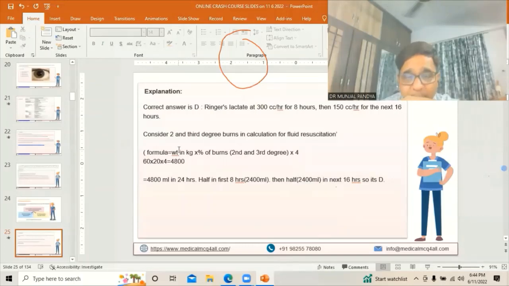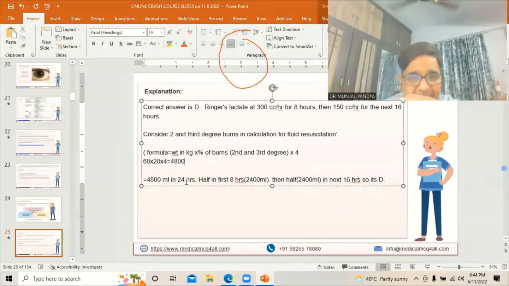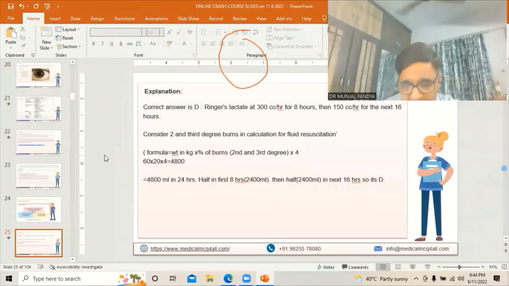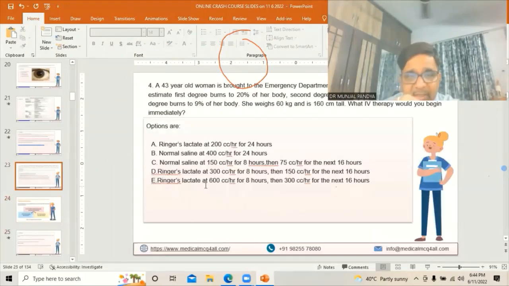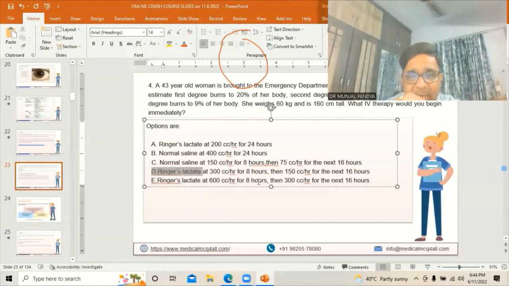And the formula, as I told you: weight in kg multiplied by percentage of burns multiplied by 4, with a total of 60 kg weight. Second and third degree, 11 plus 9 is 20, multiplied by 4 and 60 gives 4800, divided over 24 hours. In the first 8 hours, 2400, that is half the amount, and half in the next 16. So 2400 ml in 8 hours means 300 ml in 1 hour. So look for 300 ml in the scenario, 300 ml for 8 hours and then the next 16 hours.